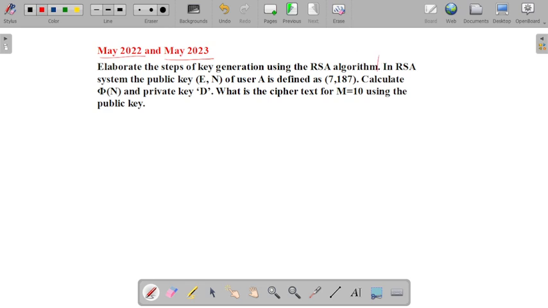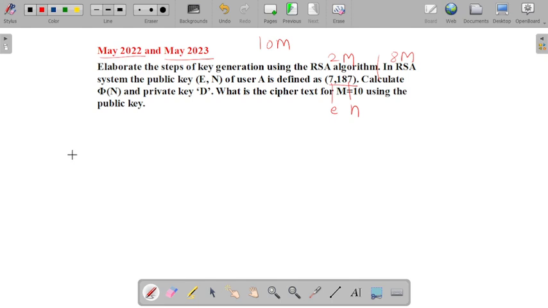This is your theory question and that will be asked for 2 marks, and total out of this 10 marks question, 2 marks will be allocated for your theory and 8 marks will be given to your example. So in RSA system, the public key E, N of the user A is defined as 7, 187. So E will be 7 and value of N will be 187.